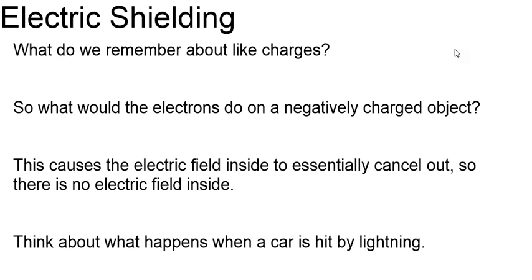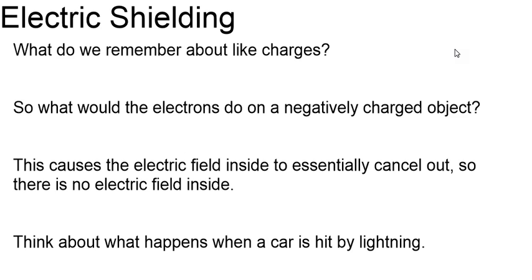And so when we talk about electrons on a negatively charged object, what we can assume is that those negatively charged electrons are going to be repelling each other. Meaning, if we have a conductor that's negatively charged, those electrons are going to be spreading out across that conductor in a way so that they are as far away from each other as possible because they are like charges.